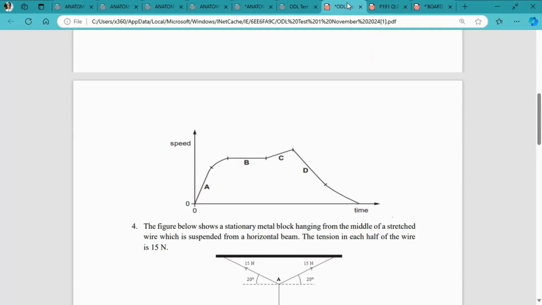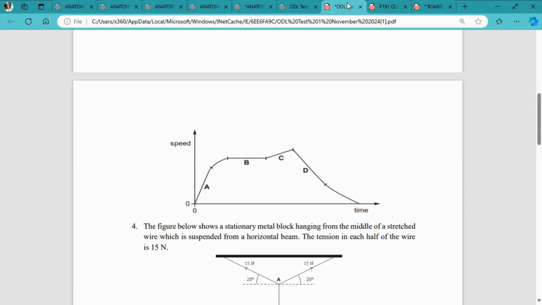And for our resultant force acting on an object to be equal to 0, that means all the forces on that object are balanced. The forces on the left are equal to the forces on the right. The forces acting down are equal to the forces acting up.